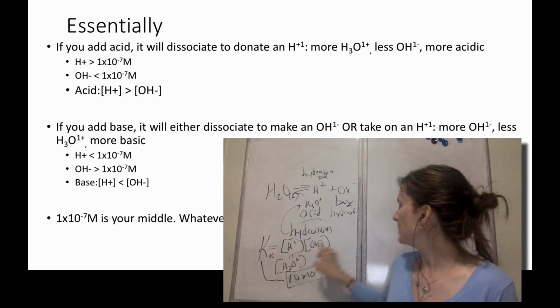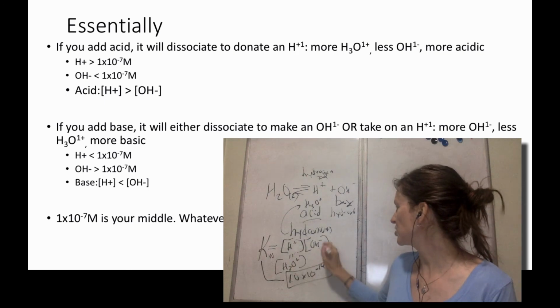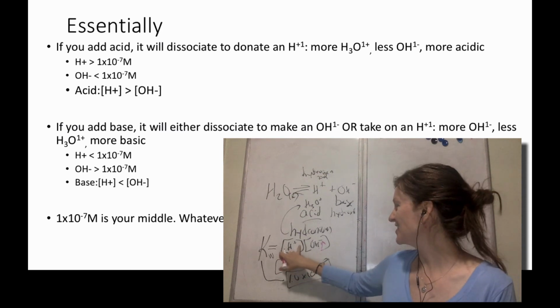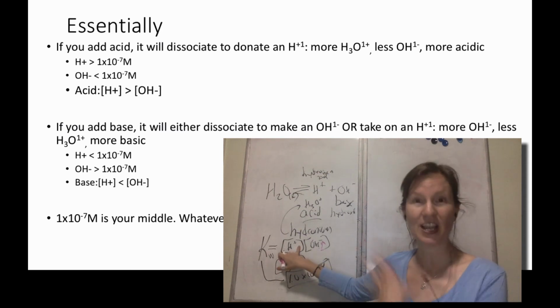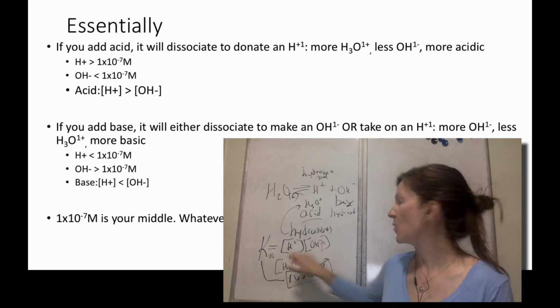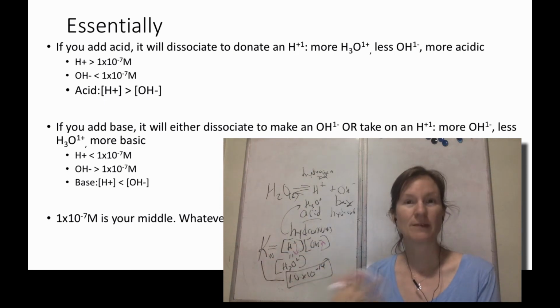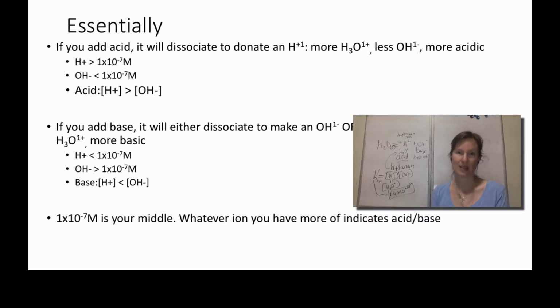If instead I have a base, it always increases the concentration of OH, either by donating it or reducing the H's. So if I take H's out because I'm a hydrogen acceptor, I'll make more OH because of this equilibrium. So in a basic environment, I always have more OH and less H plus. So a base means more OH. Again, that 10 to the negative 7 is right in the middle. That's where you have water. So you can figure out whether you're an acid or a base solely based on the ion amounts.